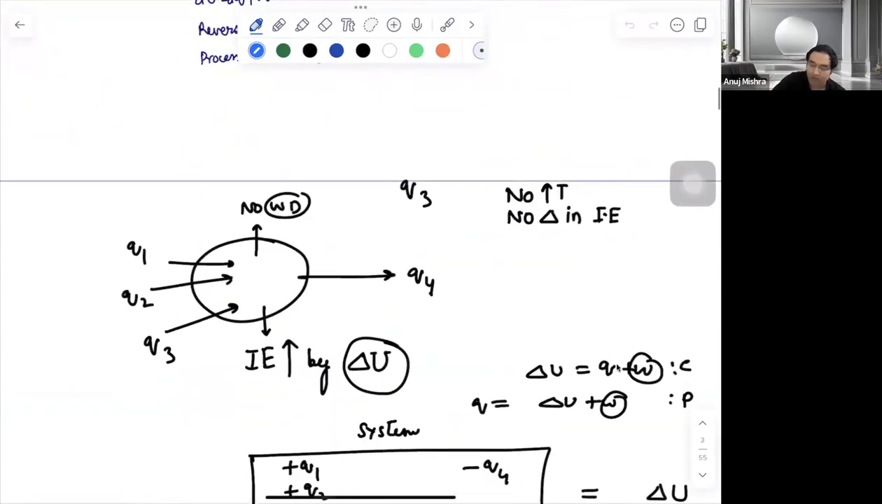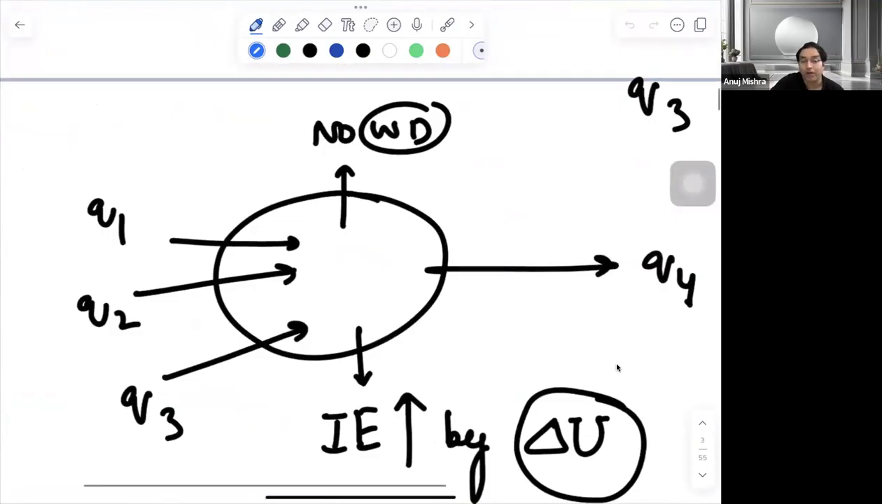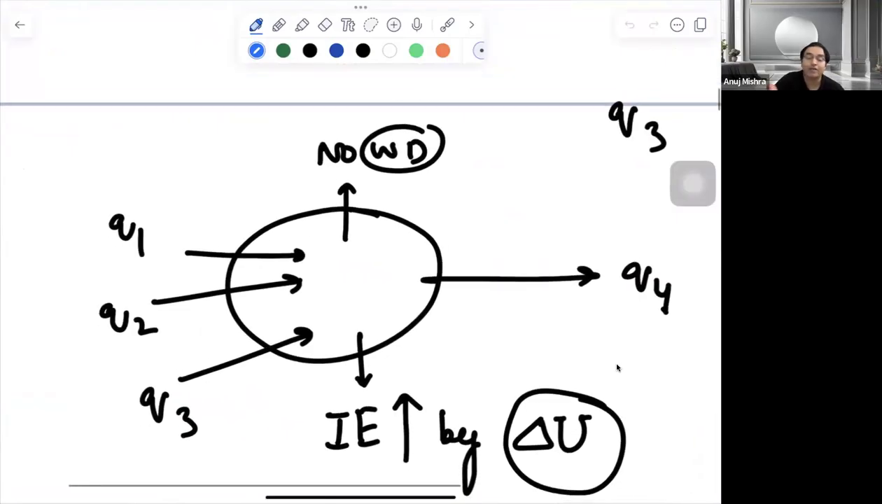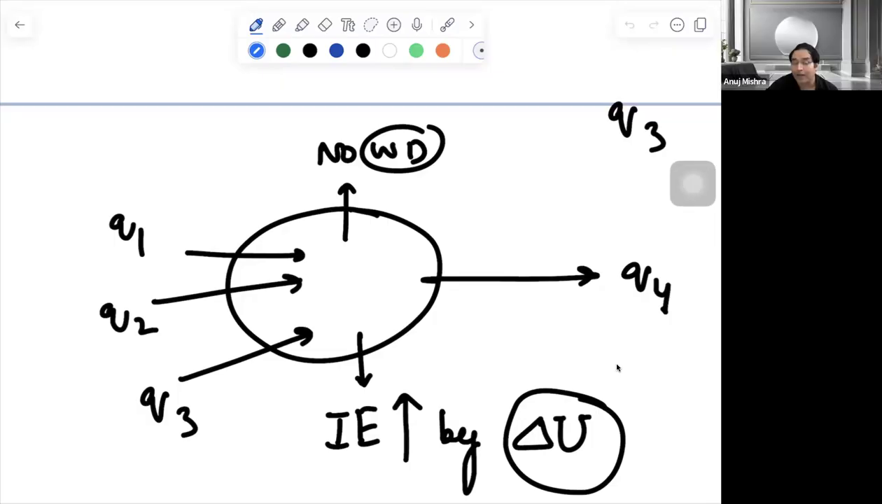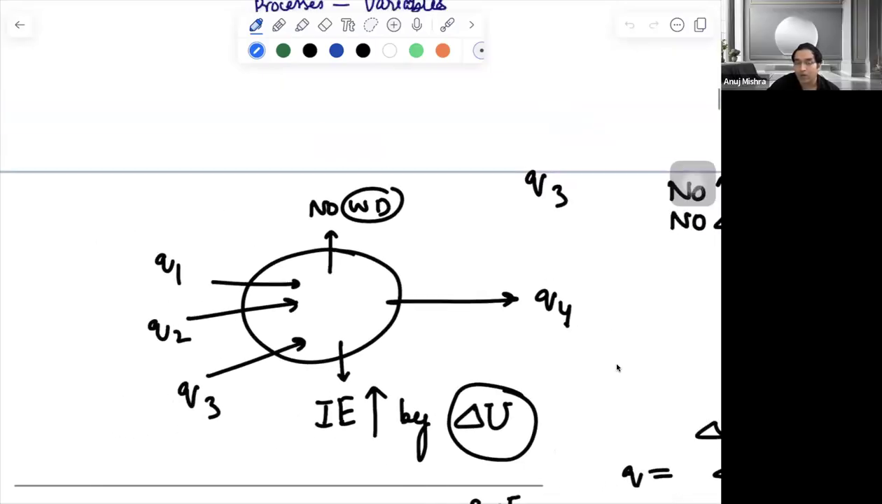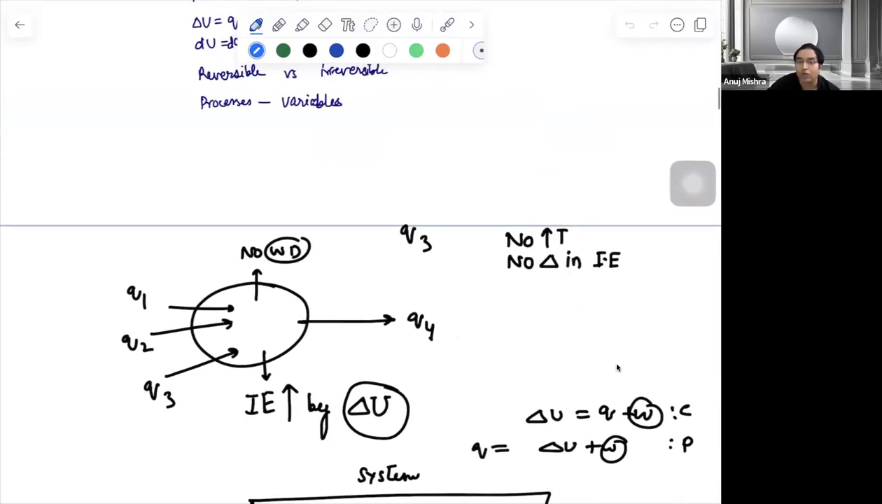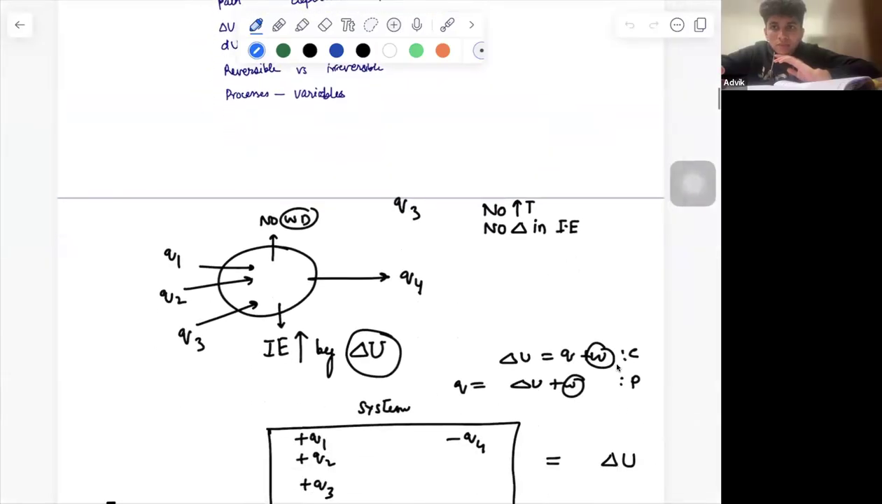For example, in this case, Q1, Q2, Q3 is given, Q4 is out, but internal energy is increased by delta U. So we can say delta U is what? How much you have given and how much has come out. Mathematically, what is the equation? Q1, Q2, Q3, Q4 is out, delta U is the change. So delta U equals Q1 plus Q2 plus Q3 minus Q4.